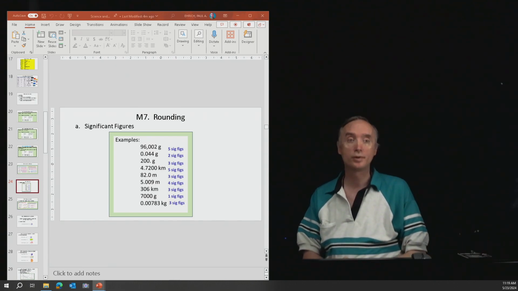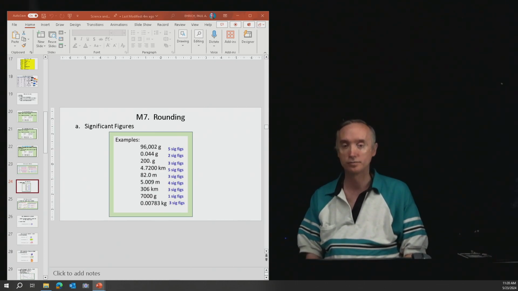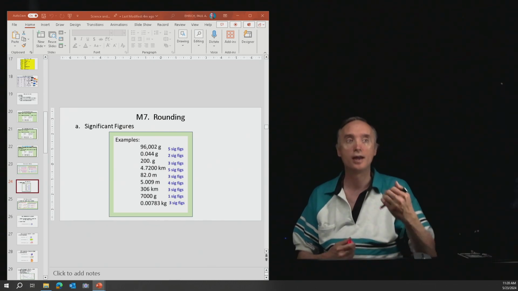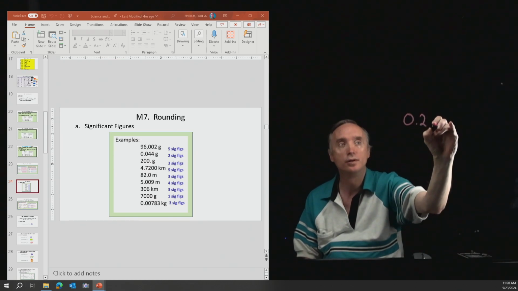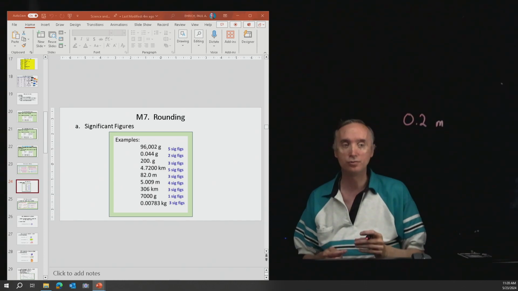All right, our next topic is going to be rounding. Whenever you take a measurement, it's always going to have a certain number of significant figures, and that number of significant figures is going to tell you something about the accuracy of that measuring device. So let's say, for example, that you measure something and it turned out to be 0.2 meters in length. And the device that you used to measure that was a meter stick.